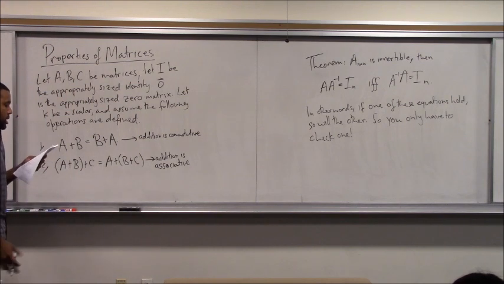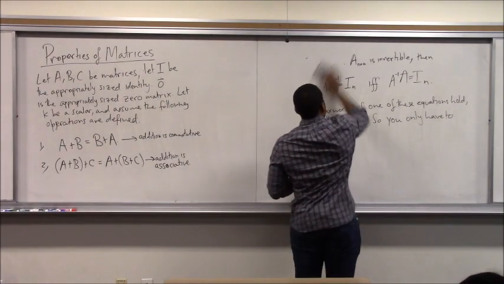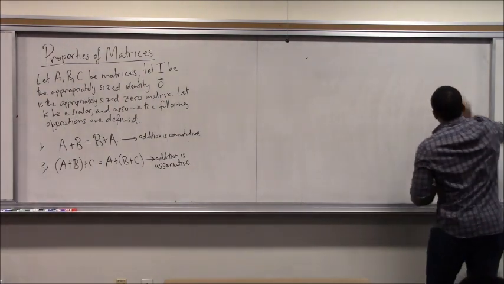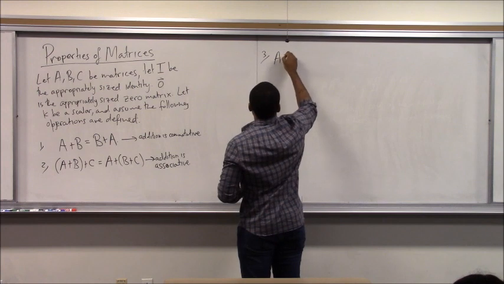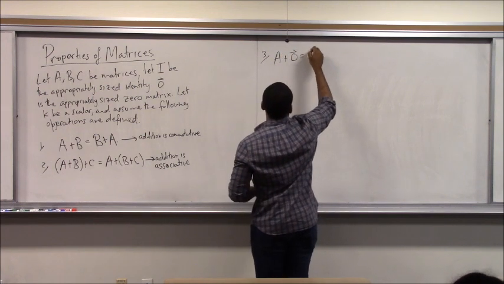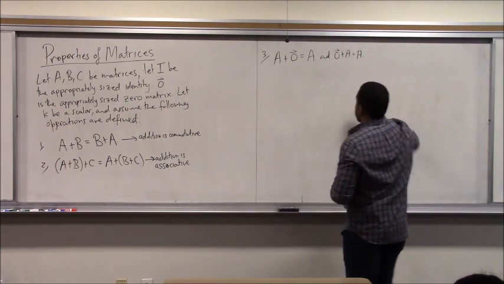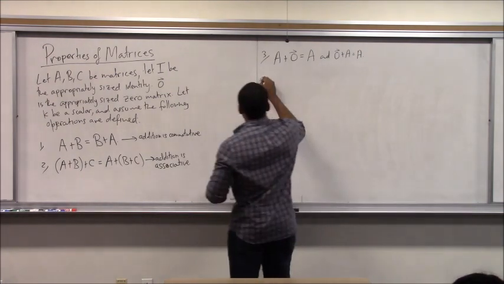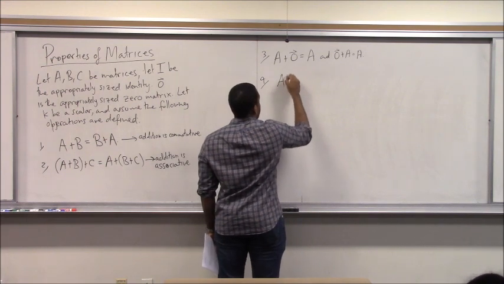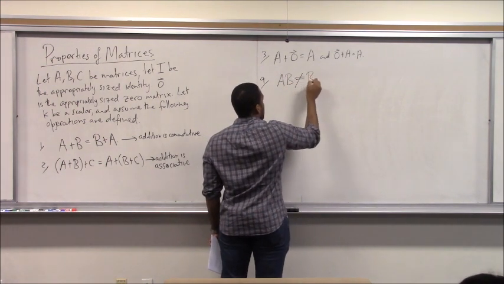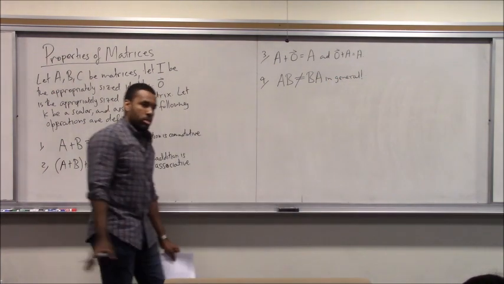Nothing strange so far. Addition and scalar multiplication kind of work the way you'd expect. Three, A plus 0 is actually equal to A, and 0 plus A is actually equal to A. So if you add the zero matrix, it doesn't change anything. 4. Okay, now here's something that's very strange. A times B is not the same as B times A in general. So here's the first strange thing.